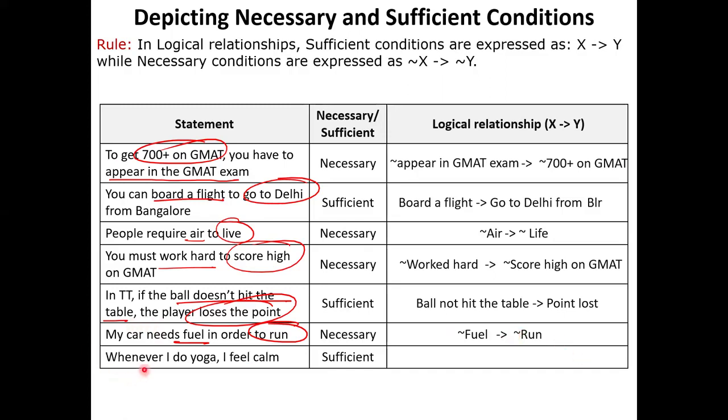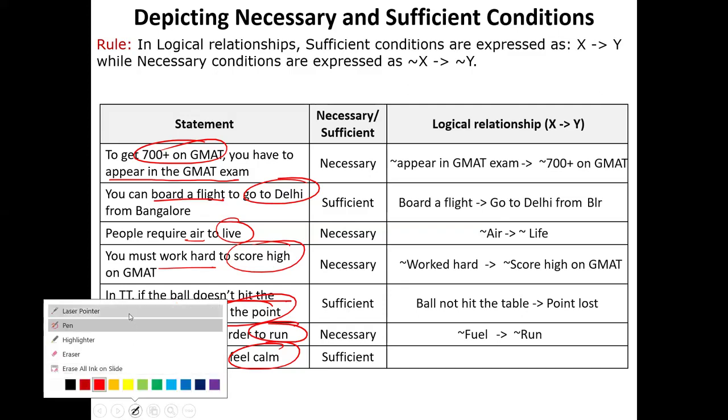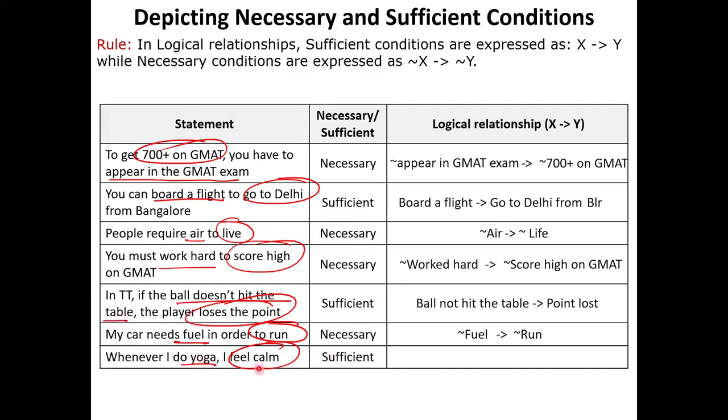And finally, whenever I do yoga, I feel calm. Easy one. What's the cause here? Yoga. What's the effect? Feeling calm. Since we identified yoga as a sufficient condition to feel calm, how would it be expressed? Very nice. Whenever I do yoga, I feel calm. So, by the way, in all these statements, this symbol is a mark of 100% guarantee. It's not even 99.99, guys. It's 100% guarantee.